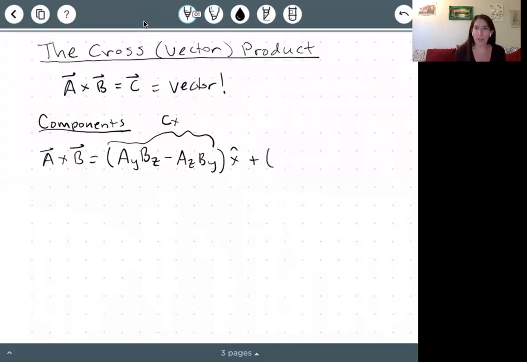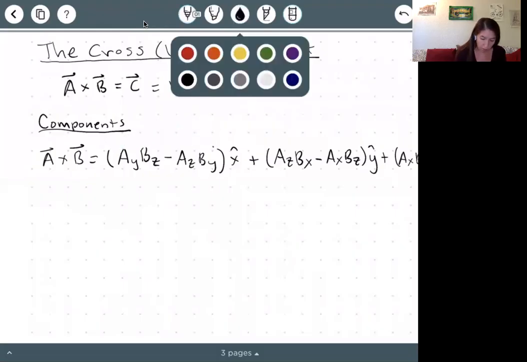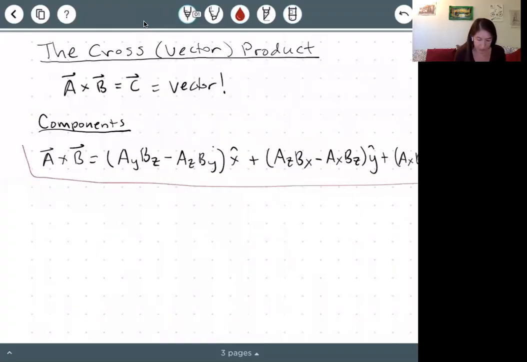All right, there's two more long terms that all look like this. So A sub z, B sub x minus A sub x, B sub z. This is the y hat term, plus A sub x, B sub y minus A sub y, B sub x. And this is the z hat term. So this whole long formula is the formula for the cross product if you are given components.